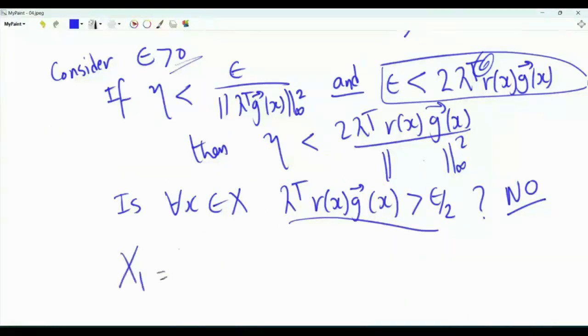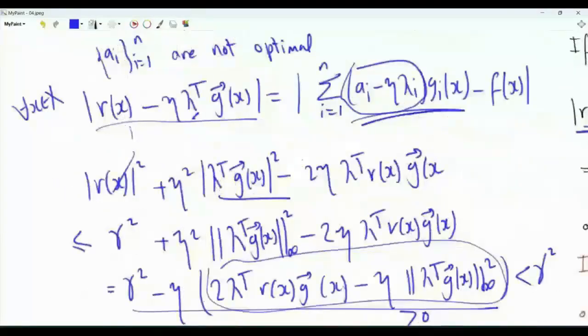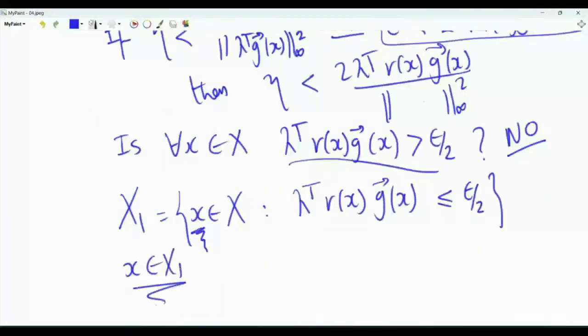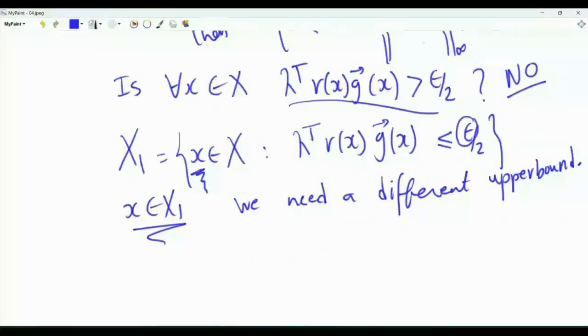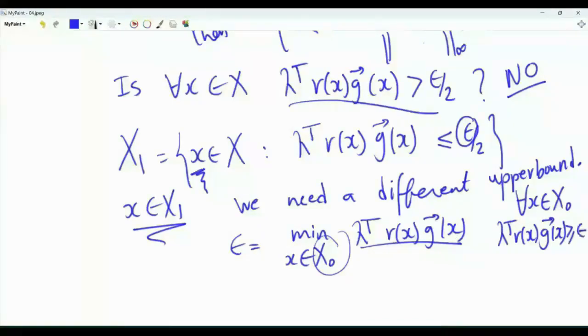Let's define the set big X1 to be the set of small x's in big X such that lambda transpose R of x GR of x is less than or equal to epsilon over 2. For those small x's, we cannot use this bounding argument. For small x in big X1, we need a different upper bound. The idea is to take this positive epsilon to be the minimum over small x in X0 of lambda transpose R of x GR of x. This minimum is achievable because this is a continuous function over a compact set. The meaning is that for every small x in big X0, we have lambda transpose R of x GR of x greater than or equal to epsilon.